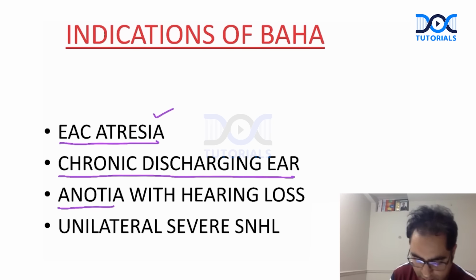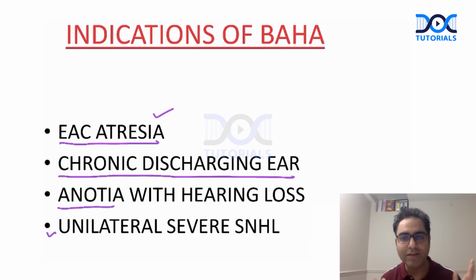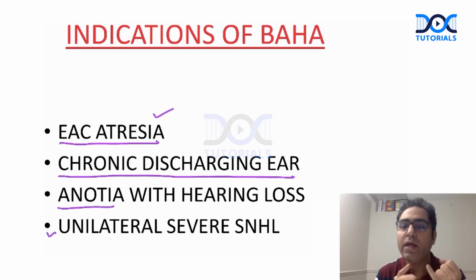And number four is unilateral severe SNHL. So let's revise once again. What are the indications of BAHA? EAC atresia, chronic discharging ear, anotia with hearing loss. What is anotia? Absence of pinna. And unilateral severe SNHL. Guys, devices, cochlear implant, brainstem implant, BAHA are very important topics for the examination.